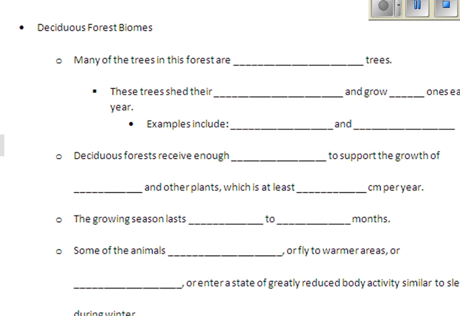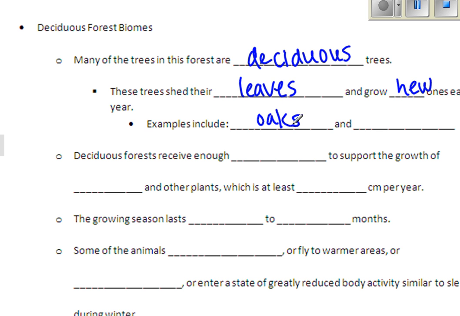Okay, the next biome we want to discuss is the deciduous forest biome. Now, many of the trees in this forest are called deciduous trees. Now, these trees, they shed their leaves and grow new ones each year. So examples include oaks and maples.